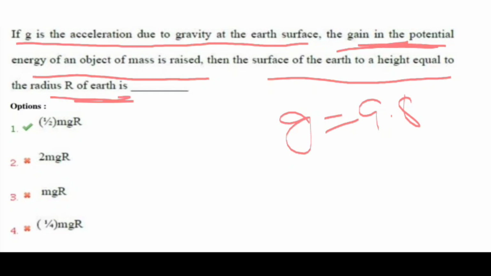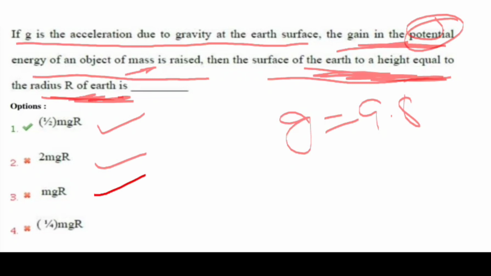Understand the question? The gain in the potential energy of an object of mass m, when raised from the surface of the earth to a height equal to the radius R of the earth, is he is asking. Then what is the value? Half mgR, or 2 mgR, or 3 mgR, or 1 by 4 mgR.